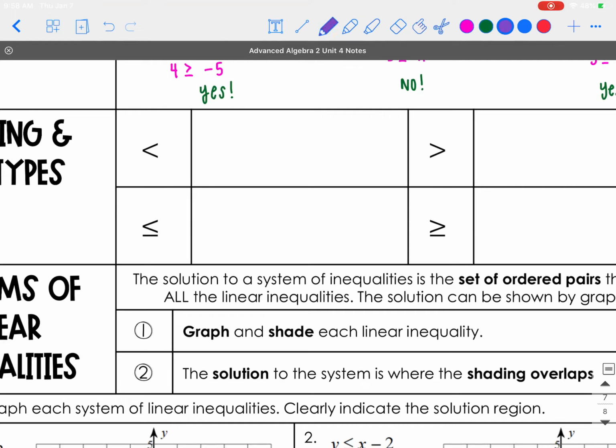If it's a less than symbol, either less than or equal to, we're going to shade below the line. So both of these are below. However, the line that we draw is different. If it does not have the equal to part, it's just a dashed line. When you're graphing the line, you just make it dashed. And if it does have the equal to, it's a normal solid line.